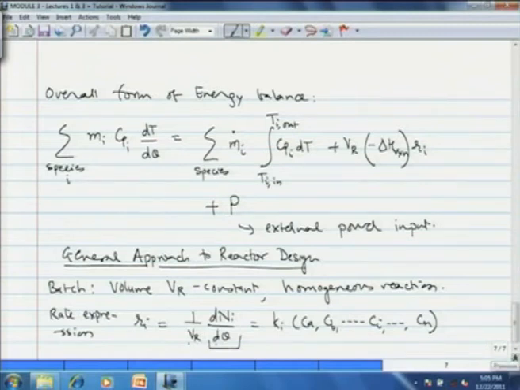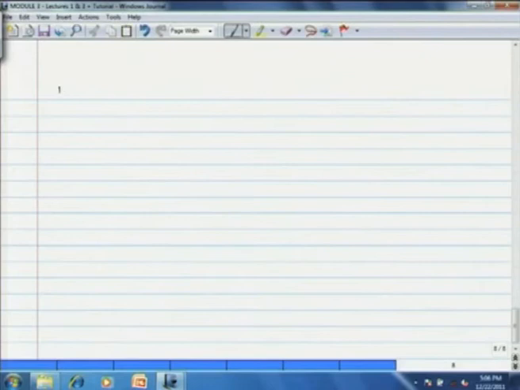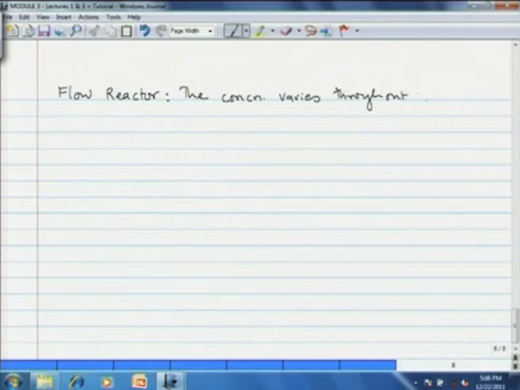In case of a batch reactor, since it is mixed, we can assume that Ca and Cb and all concentrations are the same throughout the reactor. There is no concentration gradient. The flow reactor: in case of a flow reactor, the concentration varies throughout the reactor. And the rate is based on differential volume.